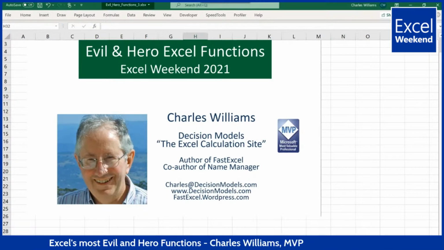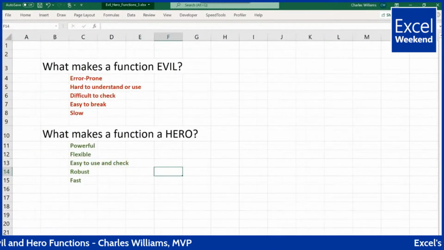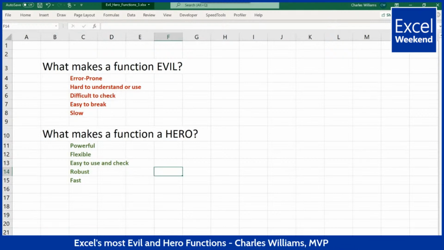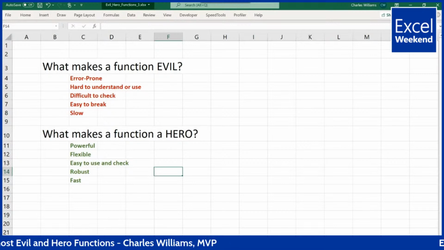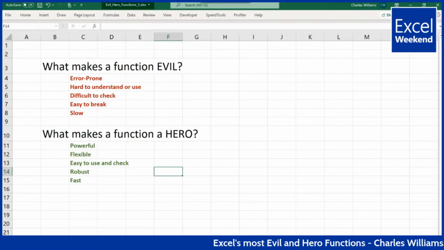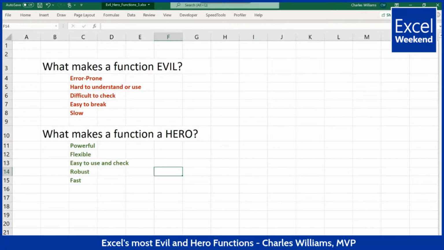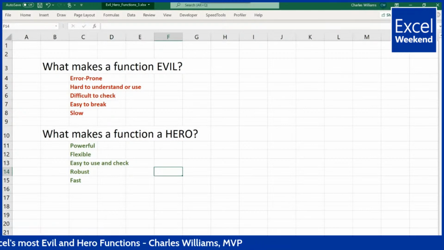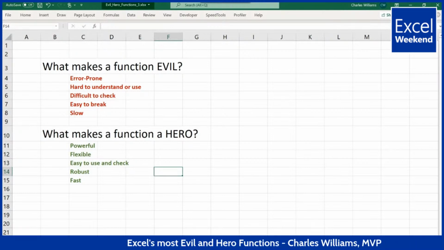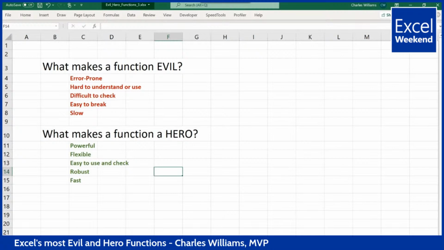So let's start by considering what makes a function evil and what makes a function a hero. Well, evil functions, I think, are the bad ones. They're the ones that are easy to make mistakes with. They're hard to understand when you look at them, particularly when you look at what somebody else has done with them, and they're hard to use. They're difficult to work out and check whether they're actually getting the answer you want, and they break easily whenever you change something in Excel. A classic example being you add a column and VLOOKUP stops working. And they're slow, probably because they're volatile or single-threaded.